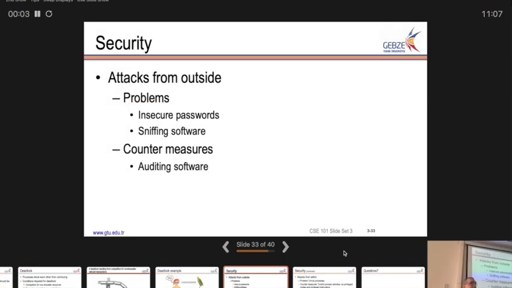The operating system is also responsible for security. Passwords, protection, protecting files from unauthorized access, and so on. So there is an issue of insecure passwords, how to store passwords.